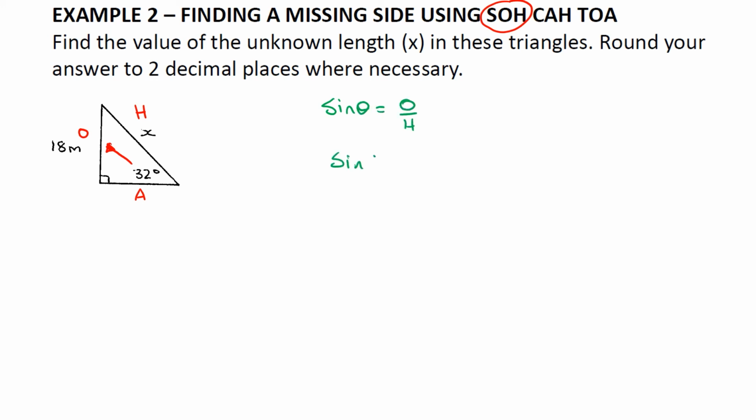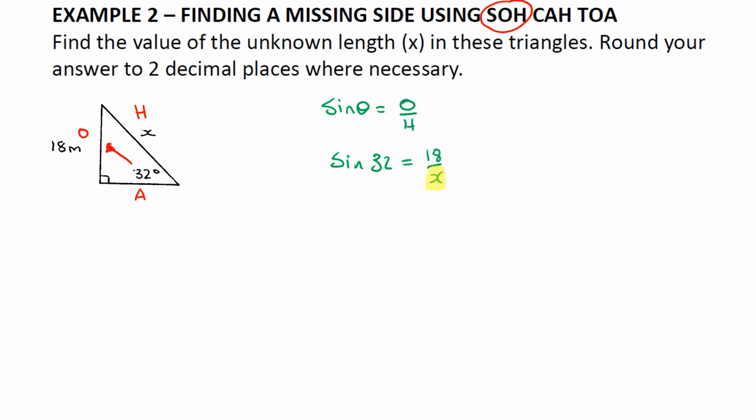our matching information. And this is where you might notice something a bit interesting about this problem that's different to what we've had before. So you put in sine 32 is equal to 18 over X. All right, so X is on the bottom now. So how do we deal with that?